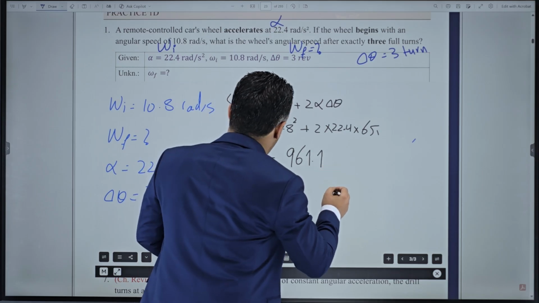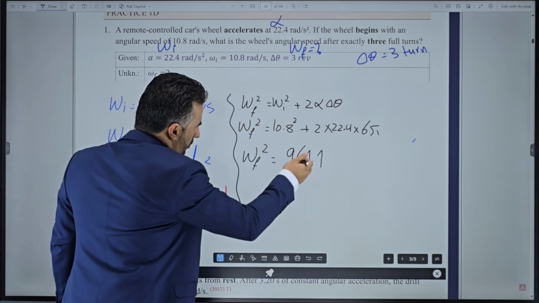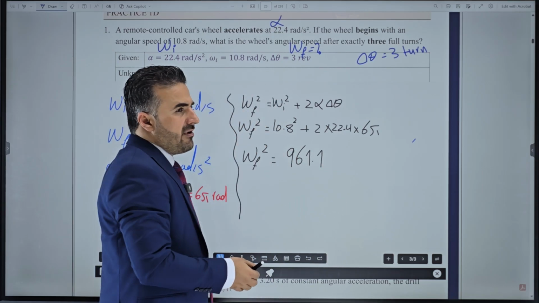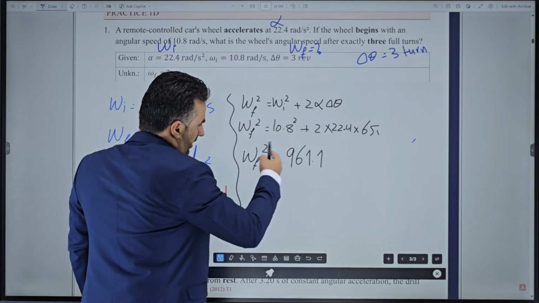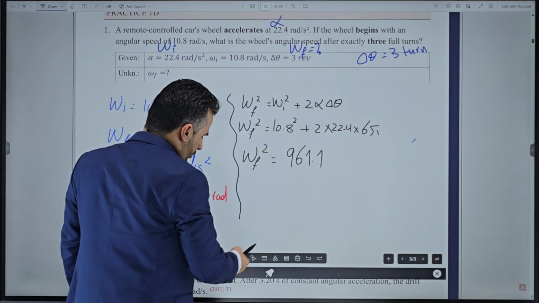961.1, that is going to be omega final here. But we don't want this one. We want omega final, not squared. How do we get rid of the squared?